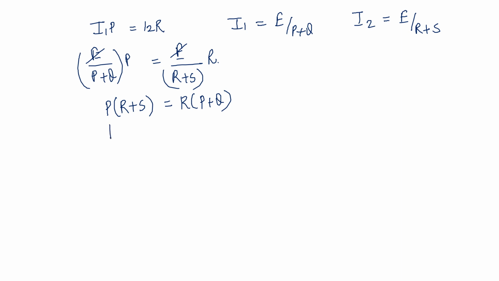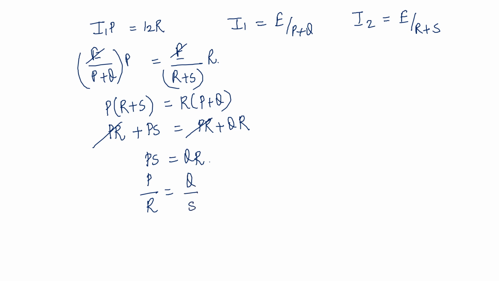I will solve it. This will give us PR plus PS, and here PR plus QR. Okay, this and this are the same, they will get cancelled out. So PS equals QR. From here I will get P upon R equals Q upon S. So this is again one of the solutions.